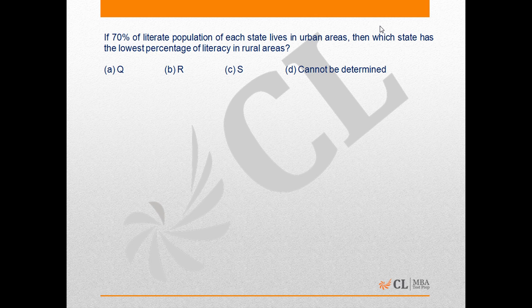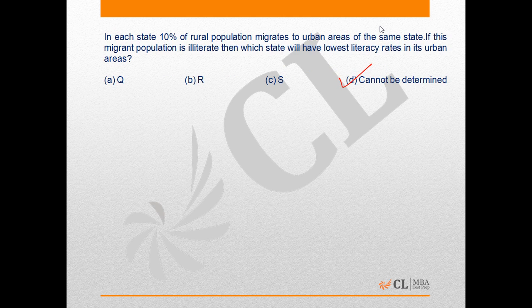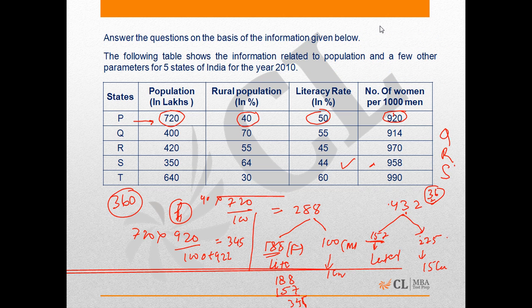Now, coming to the last question of this set, it is given that 70% of the literate population of each state belong to urban areas. Then, which state has the lowest percentage of literacy in rural areas? Here we do not need to do any calculation, we just need to do observation on two fronts. First, the percentage of population that belong to rural areas and the literacy percent for the entire state, and on observation we see that state S had a very huge chunk of its population in rural areas and its literacy percent is really very low compared to other states. In fact, it is the least among the given states.